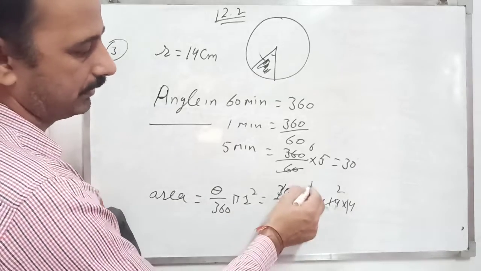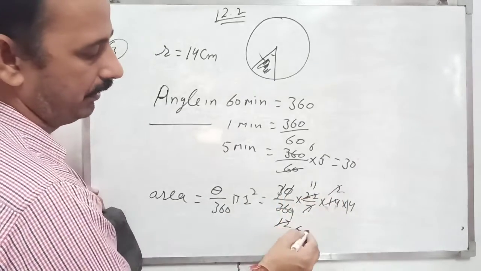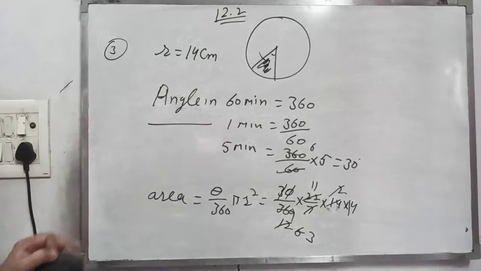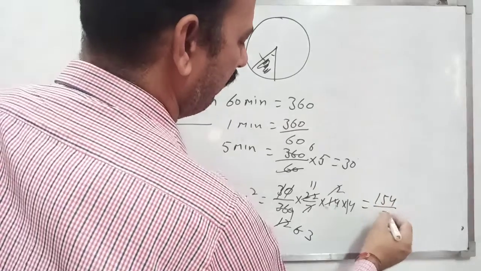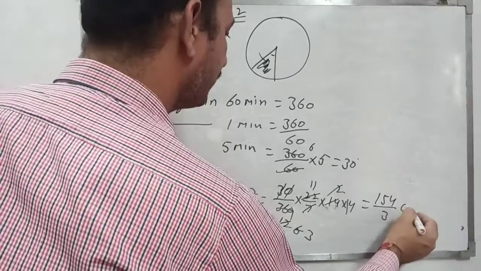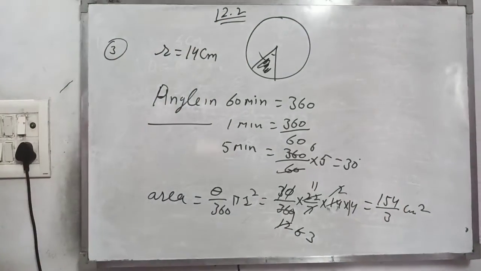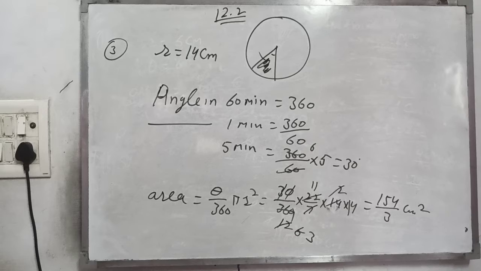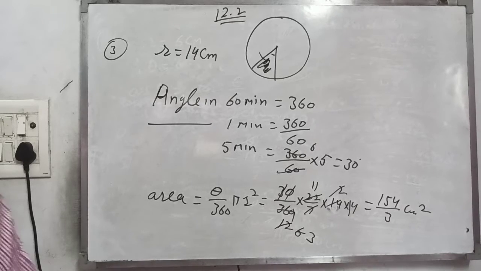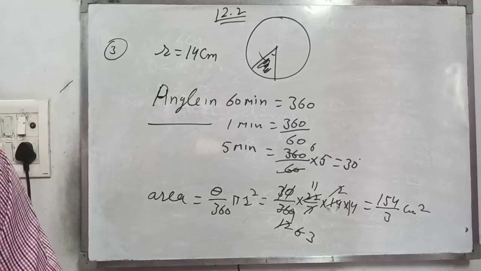It's 6, it's 11, 2, 3. So 154 upon 3 centimeter square. So that is the area swept by the clock hand after 1 minute. So come to the next question.